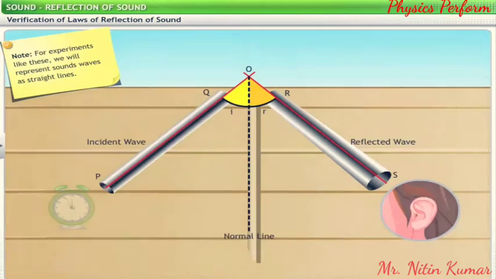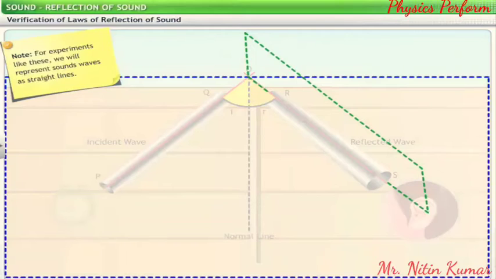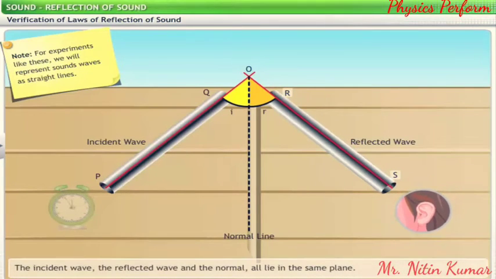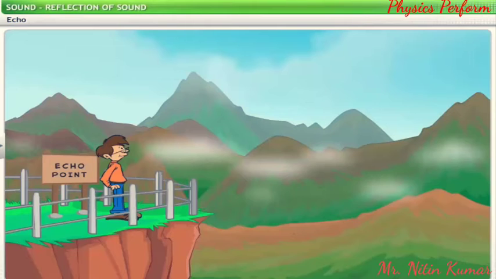The audibility, that is, the loudness of the reflected sound, decreases. This is because, when tilted vertically, the plane of the reflected sound wave is different from the plane of the incident sound wave. In this situation, only parts of the reflected sound wave pass through the pipe RS. This confirms that the incident wave, the reflected wave, and the normal all lie in the same plane.